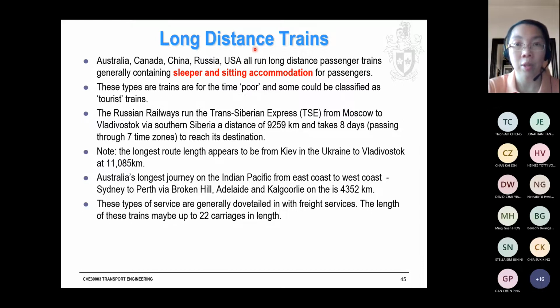So for that long distance train, they would have to provide sleeper and seating accommodation for the passengers. But this type of train is also very poor with the time, sometimes classified as tourist trains. And if we look at this, Russian Railways runs the Trans-Siberian Express from Moscow to Vladivostok via southern Siberia, and total distance is 9259 kilometer, about 8 days, passing through 7 time zones. So these are really long distance travel.